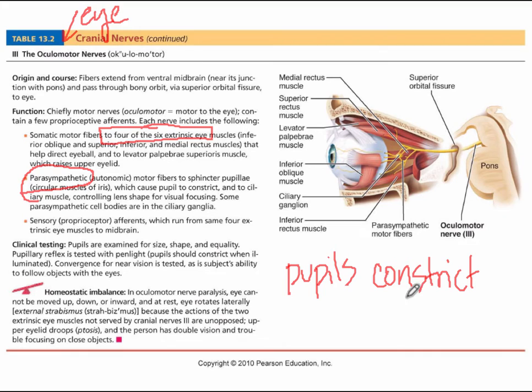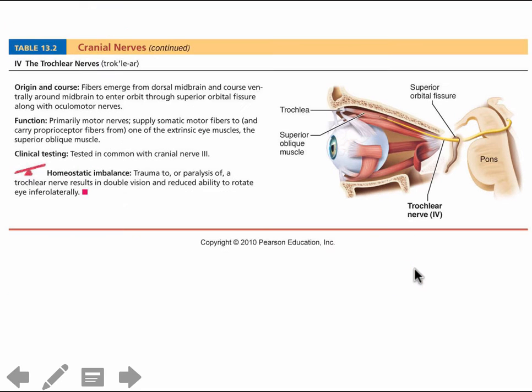The opposite of this, which is when the pupils would dilate, that would be from the sympathetic nervous system, which we will be discussing in another chapter. And the primary homeostatic imbalance associated with this nerve is called external strabismus, almost like a lazy eye, and it appears at rest that one eye is going to rotate in a lateral direction. And the reason that this happens is because the nerve signal is not going to these important muscles.